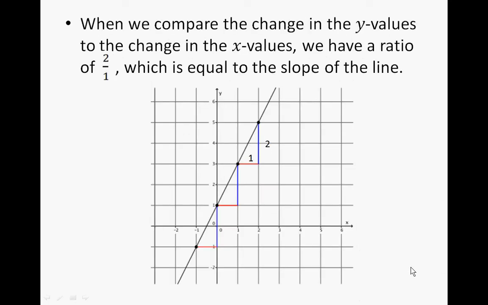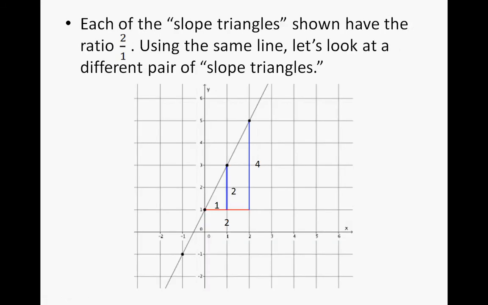So when we compare the change in the y values to the change in the x values, we have a ratio of 2 to 1, which is equal to the slope of the line. So here is 2 to 1, this would be 2 to 1, and this would be 2 to 1. So it doesn't matter which one. It's always 2 to 1. So each of the slope triangles shown has the ratio of 2 to 1.